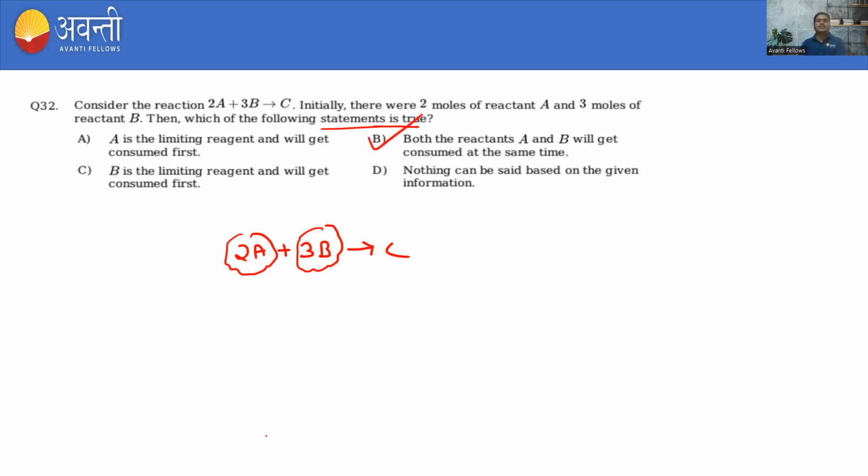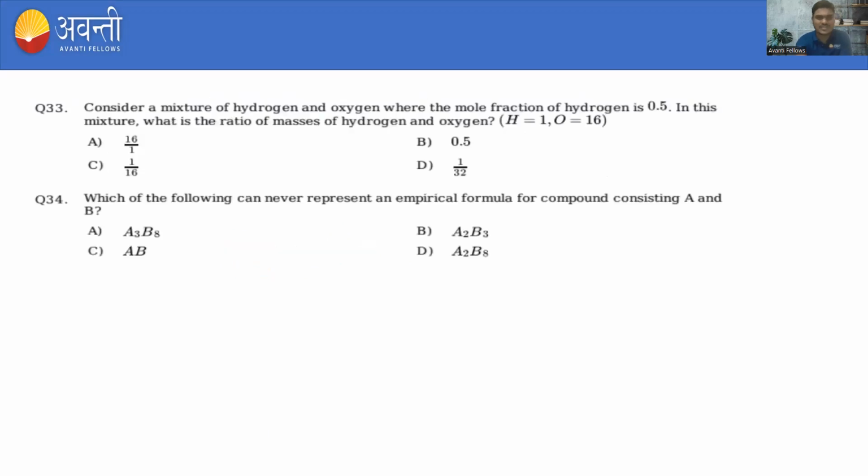So this is the correct answer, right? Because both having the same number of mole, 2 ratio 3. So both will consume at the same time. So this is a very, very simple question. Now move to the next question, that is question number 33.